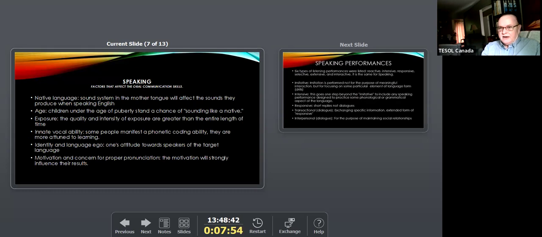Native language. These are factors that affect the oral communication skills. Native language: the sound system of the mother tongue will affect the sounds that the students produce when speaking English. The age: children under the age of puberty stand a chance of sounding like a native speaker in the target language. English is what we're dealing with as the target language. And children under the age of puberty will become more native sounding than adults often do.